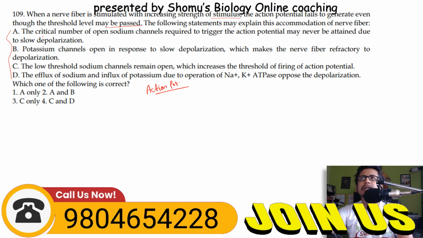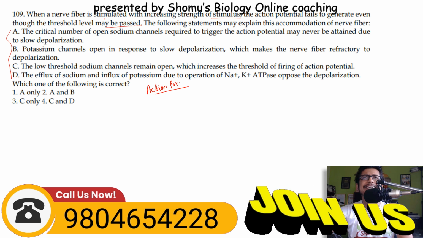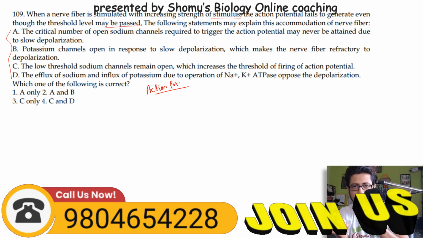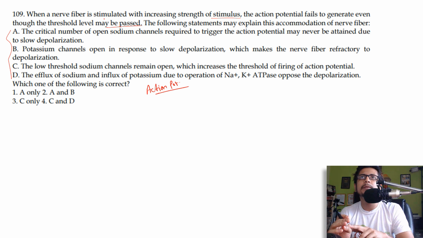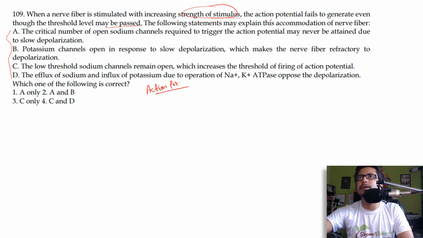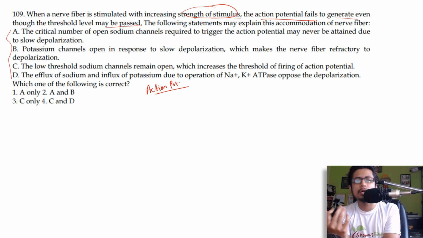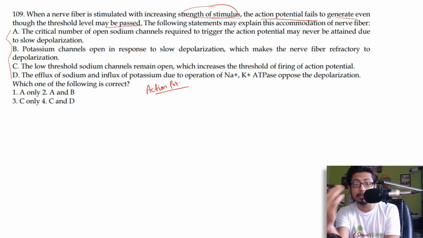It states that even though we are applying a nerve impulse above the threshold, it's still not providing any sort of impulse. So even though we increase the strength of the stimulus, the action potential fails to generate. There is no action potential generated even though we apply a stimulus from outside. Now what may be the cause for that? Although we are applying a stimulus beyond the threshold, the action potential must be originated.